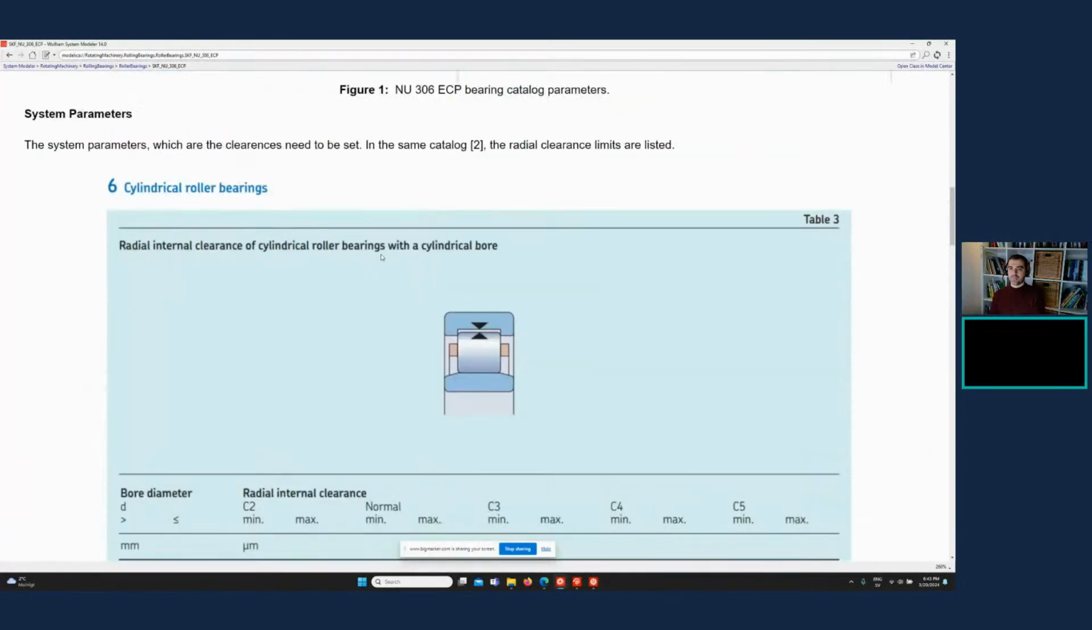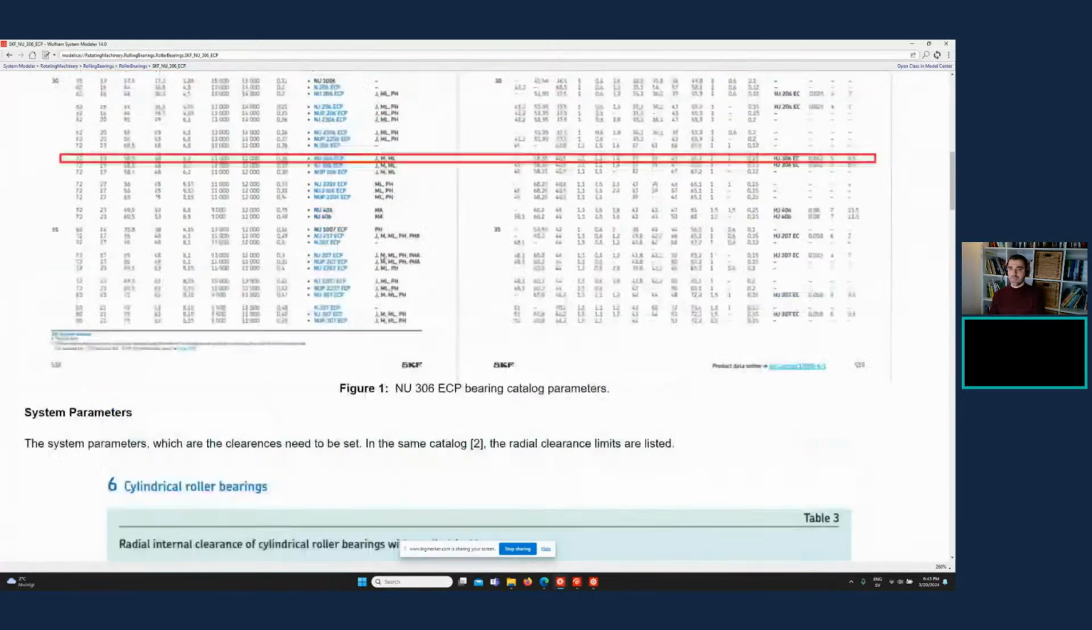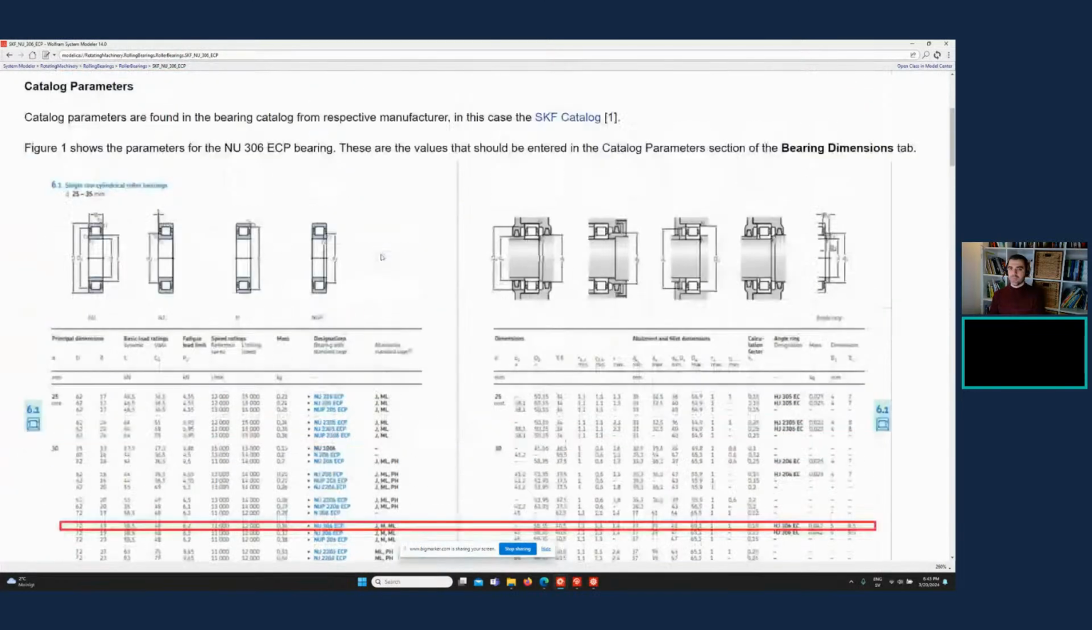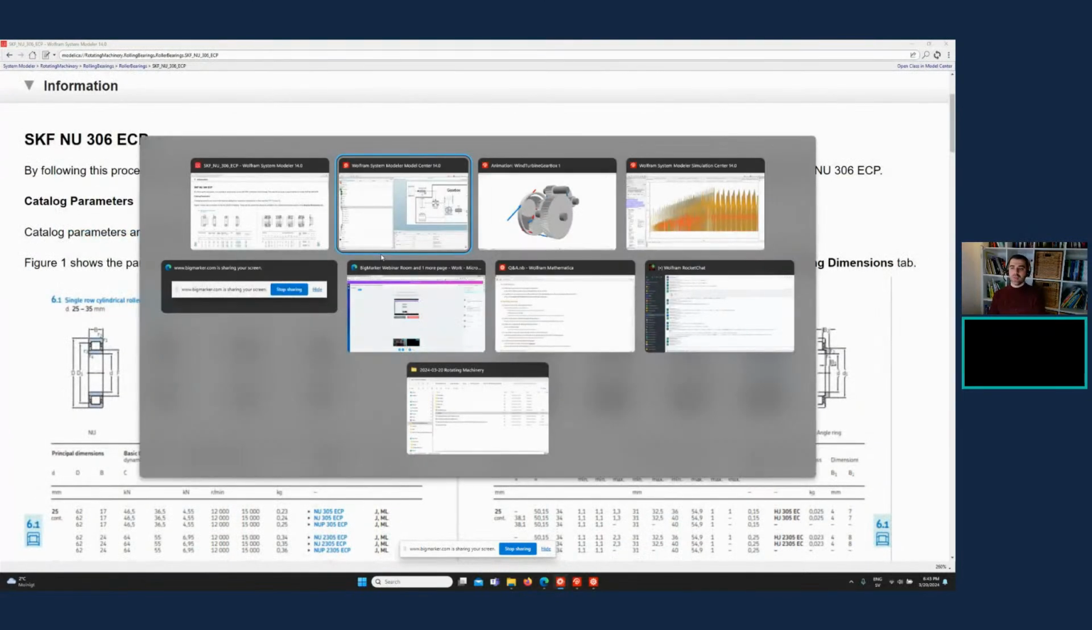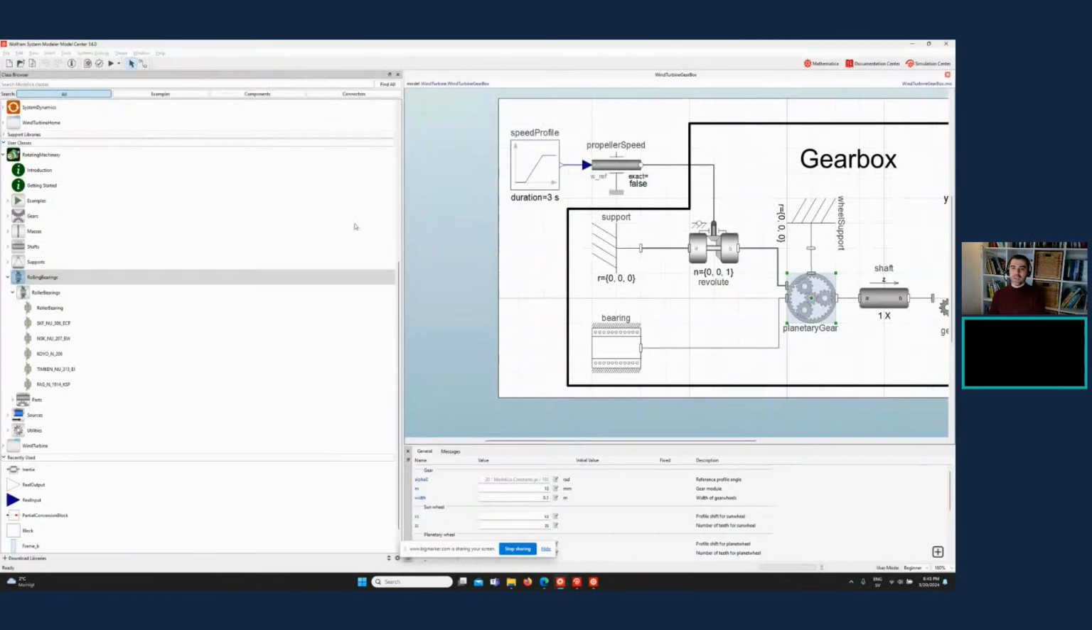Basically what you're saying is that you're supplying a recipe. So from the manufacturer data, you can just put those data directly in as parameters in the model, and then you have that bearing configured, is what you're saying. Right.